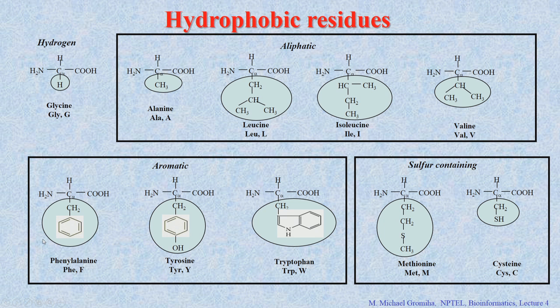Then here are 3 cases I put, right. These contain rings, so they are called aromatic amino acid residues. What are the 3 aromatic amino acids? Phenylalanine, tyrosine and tryptophan. So, here I put another group, sulfur containing amino acids.